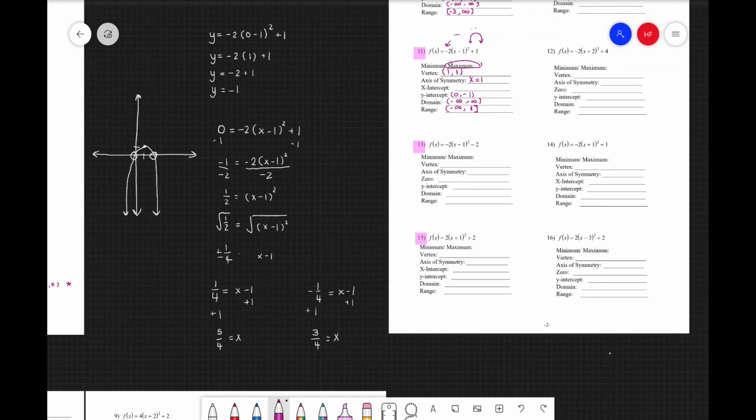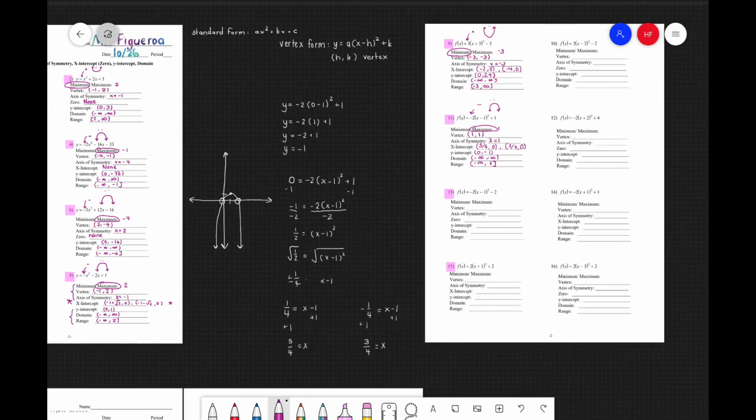So we have an x-intercept at (5/4, 0), and then we have one at (3/4, 0). So now we'll move on to number 13. Let me clear this out.